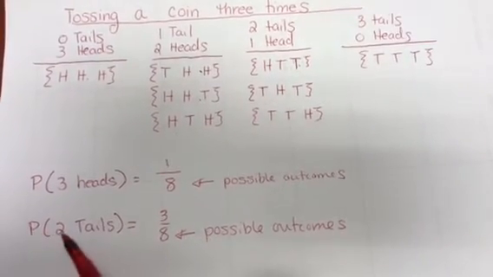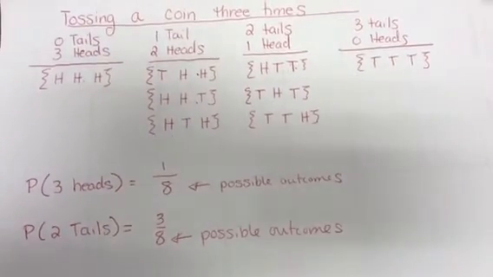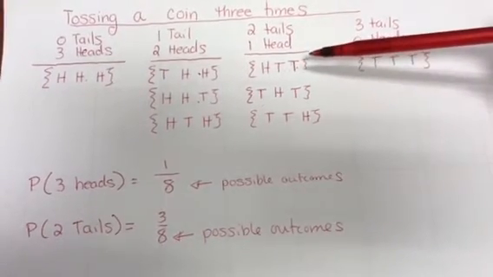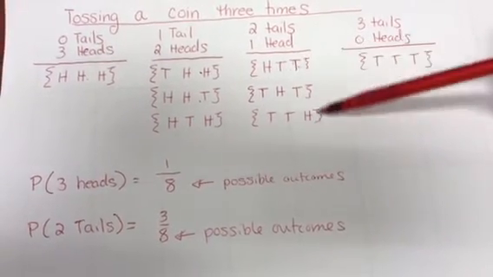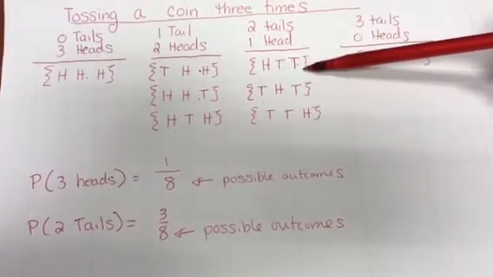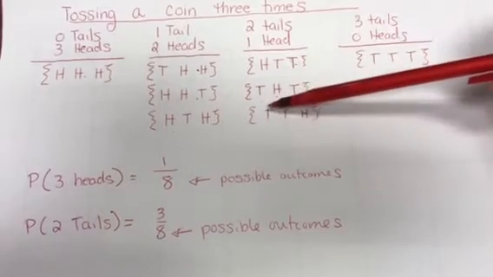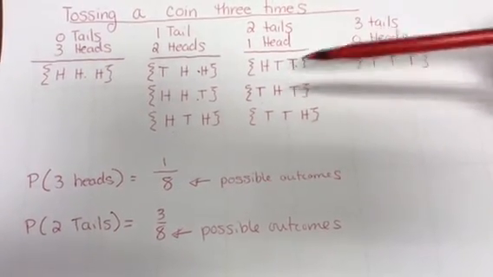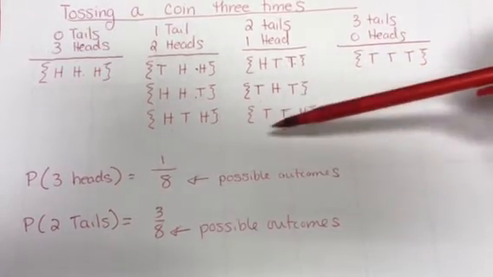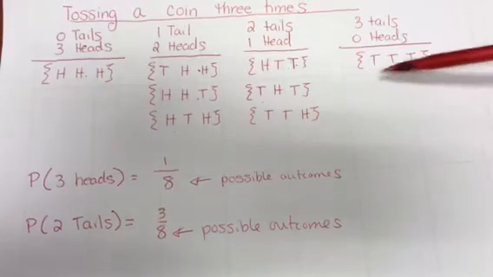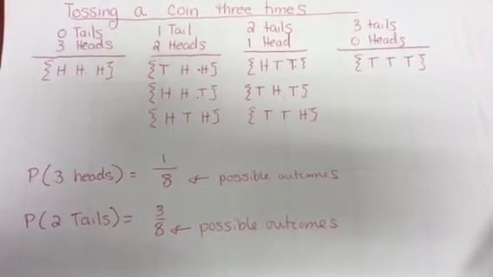So if I want to find the probability of 2 tails, I have 3 possible outcomes for getting 2 tails, right? That would be these right here. So I could have heads on the first toss and then tails on the last 2 tosses. Or I could have tails on the first toss, heads on the second, tails on the third. Or I could have tails, tails, and then heads. So this would be 3 out of 8 possible outcomes.